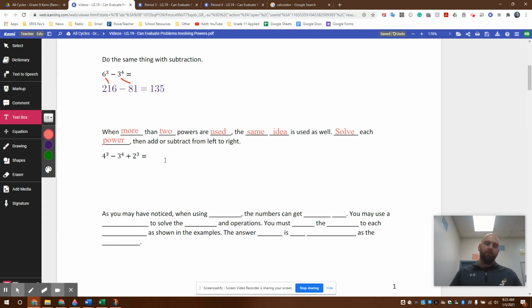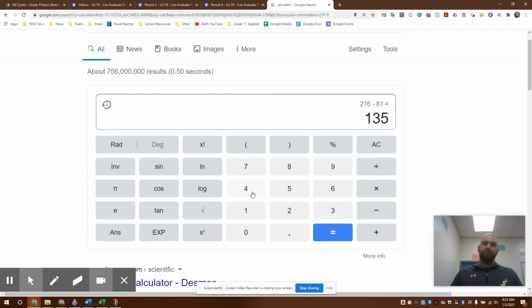And again, when we're showing our work, we're always showing every step that we do, each step in order. So in this case here, we have 3 powers. We have 4 to the power of 3, 3 to the power of 4, and 2 to the power of 3. Okay, and we can then solve for them. So the first one there, 4 to the power of 3 is 64.